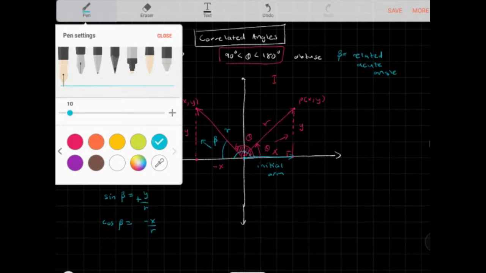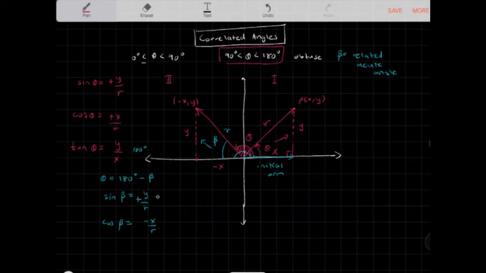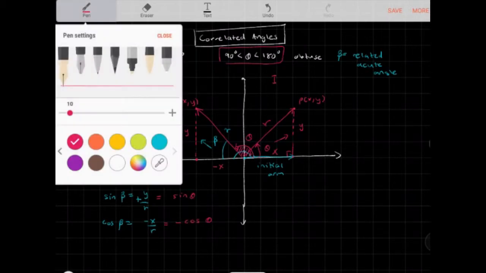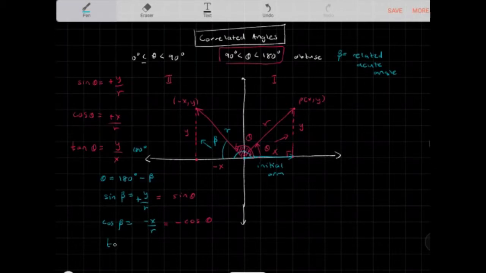Okay, so we can notice that the sine ratio of beta is the same as sine theta, but the cosine ratio of beta is equal to negative cosine theta. And the tan ratio of beta is also equal to negative tan theta. So what does this imply?